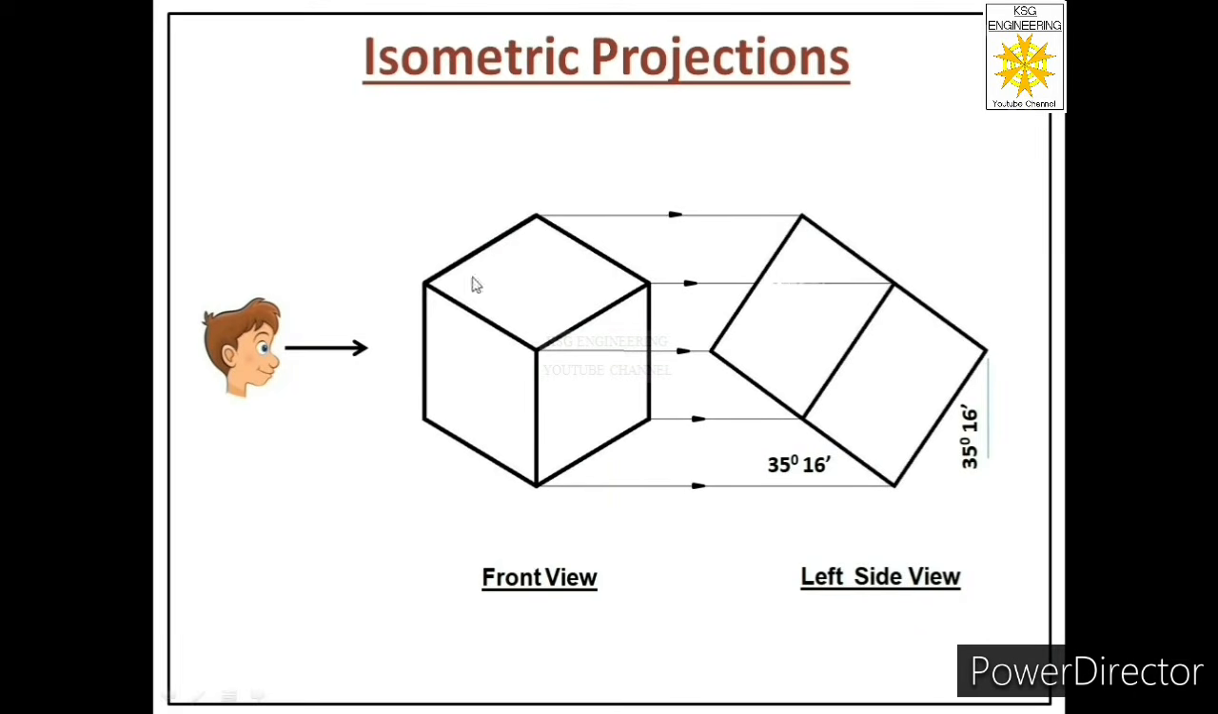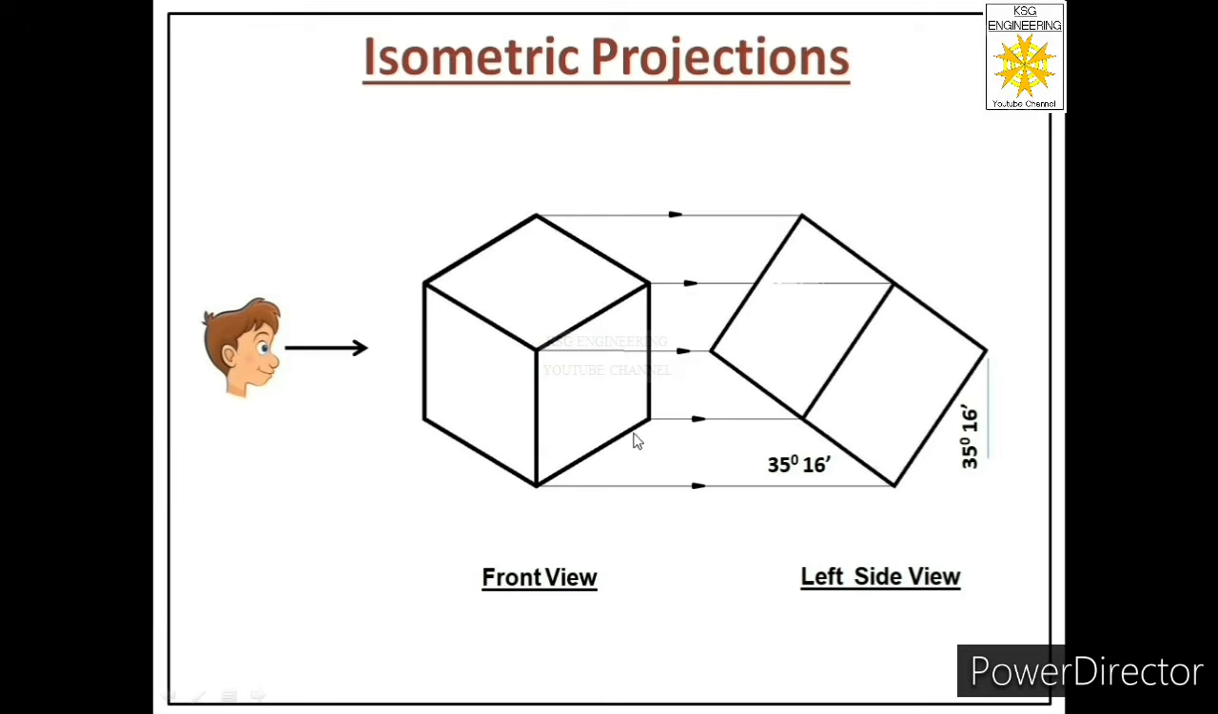So we have seen that in order to get the isometric projection of a cube, we tilt the base of the cube by 35 degrees 16 minutes. So this is the front view of the cube in that position, or we can say this is the isometric projection of the cube. When we look at this cube from the side, its side view will show us its angle of inclination with the horizontal. So its base is inclined at 35 degrees 16 minutes.